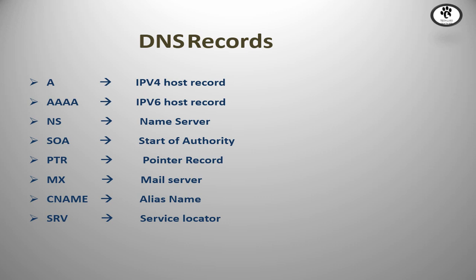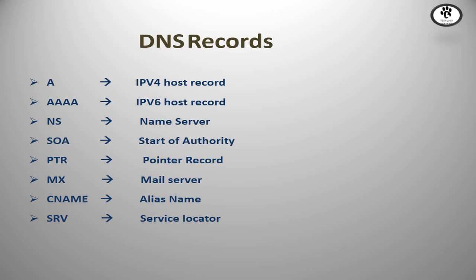Next you have the PTR record, called pointer record. This record is used for reverse lookup. Reverse lookup in the sense that it helps to convert IP to name. For that purpose it will be used. Next is the MX record, the mail server record, which is used for mail server name resolution. The CNAME record helps to provide a duplicate name for an original name. For that purpose we will use the CNAME record.